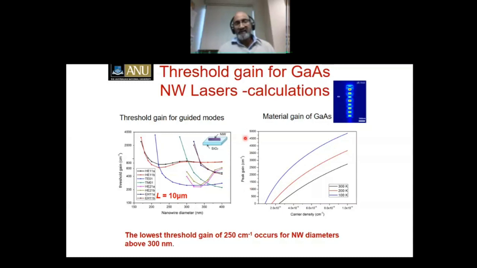He also calculated the amount of gain as a function of the injected carrier density. Again, you can see threshold-like behavior, like lasing behavior, and the threshold carrier density is dependent on the temperature at which you're operating the device. These simulations play an important role for us in designing and demonstrating innovative nanowire lasers.